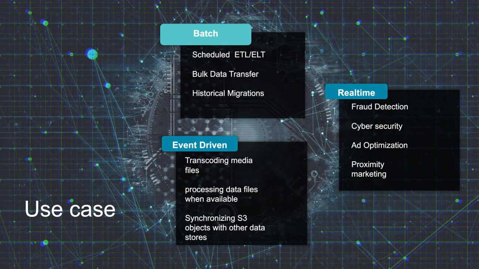Let us look at some of the use cases to better understand what is batch, what is event driven, and what is real time. So batch would typically be scheduled jobs, either to do my ETL or ELT. It would be bulk data transfer. So when I'm doing bulk data transfer or historical migrations, those will be batch kind of operations. Or my regular ETL that I run every day, every week. Those are batch and they're running at a particular time.